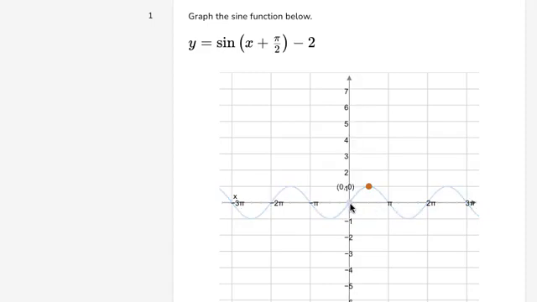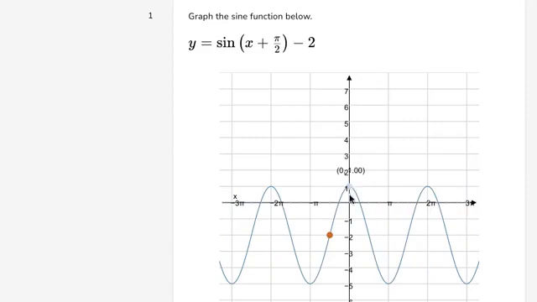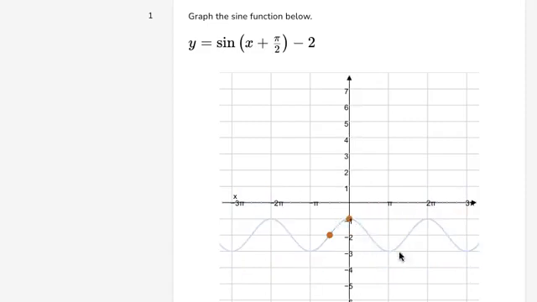Let's start here at this point. We're going to drag it left pi over 2 radians and down 2. I'm going to move this other point left pi over 2 radians and down 2. And there's my new graph. I moved it left pi over 2 and down 2.